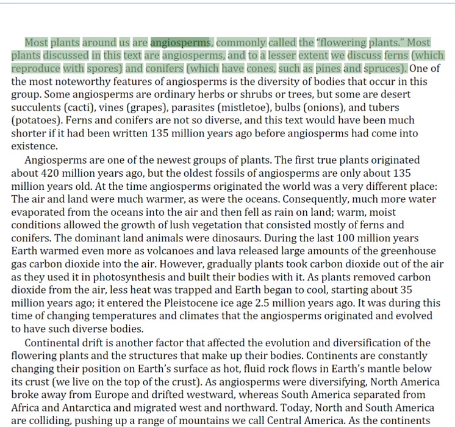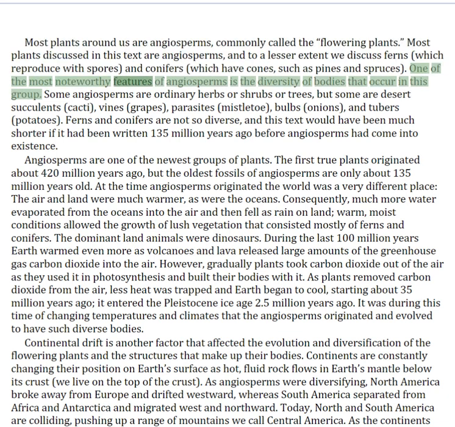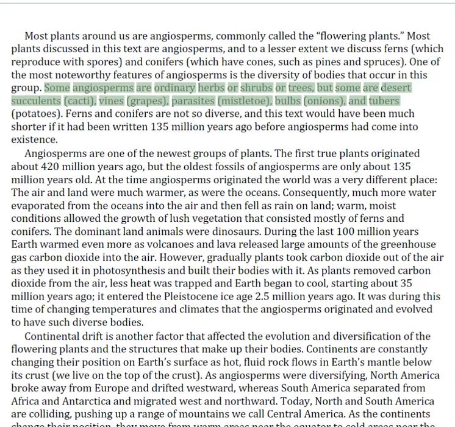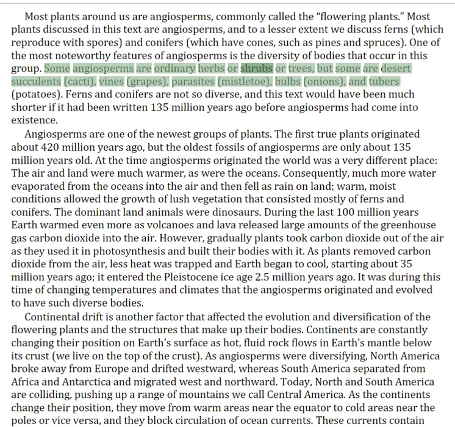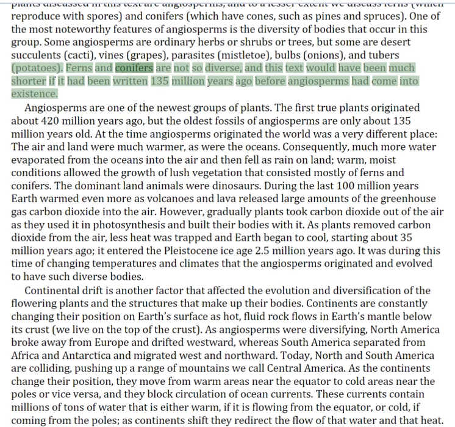Most plants around us are angiosperms, commonly called the flowering plants. Most plants discussed in this text are angiosperms, and to a lesser extent we discuss ferns and conifers. One of the most noteworthy features of angiosperms is the diversity of bodies that occur in this group. Some angiosperms are ordinary herbs or shrubs or trees, but some are desert succulents, vines, parasites, bulbs, and tubers. Ferns and conifers are not so diverse, and this text would have been much shorter if it had been written 135 million years ago before angiosperms had come into existence.